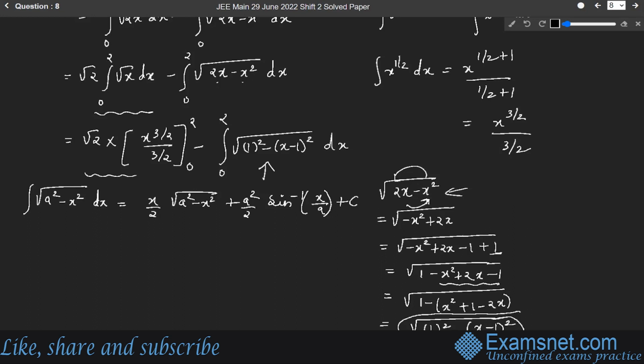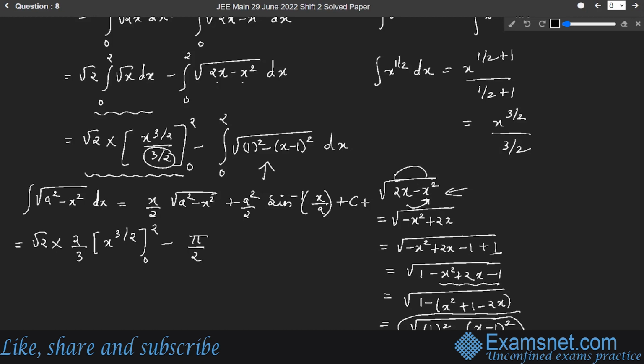But first let us solve this left part. What is the left part? Root 2 into, you can see that this 3 by 2 can come out of this bracket, so it will be 2 by 3. Remaining is x power 3 by 2 and the limits are 0 to 2, minus. When we solve this integral by using the formula of under root of a square minus x square, its value will be equal to pi by 2.